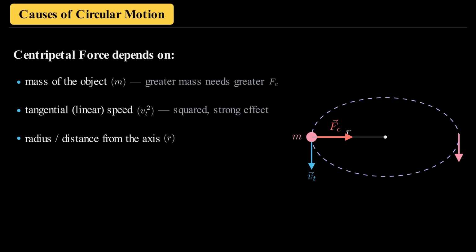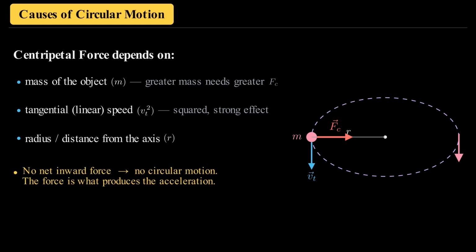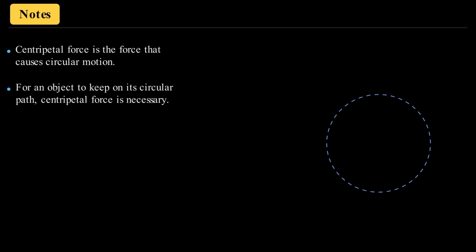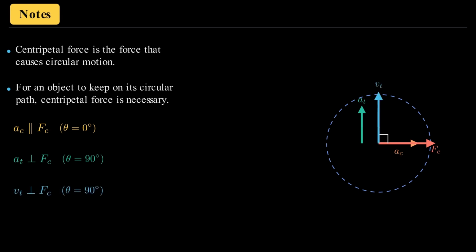So remember, an object doesn't move in a circle because it has centripetal acceleration. There must be a net force toward the center of that circular path to produce that acceleration. Remember, centripetal force is the force that causes circular motion. For an object to keep on its circular path, centripetal force is necessary, and the angle between centripetal acceleration and centripetal force is 0, ac and Fc. The angle between tangential and centripetal force is 90 degrees. They are perpendicular. The angle between tangential speed and centripetal force is 90 degrees.